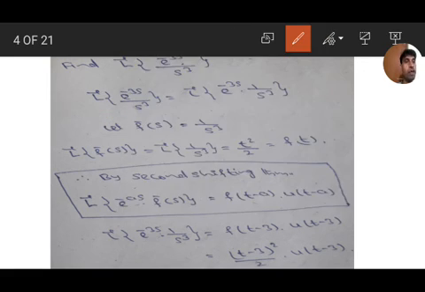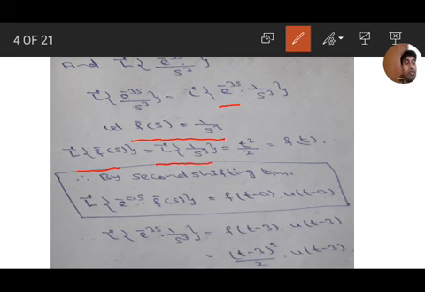So here the given function is of the form e to the power of minus as into f bar s. Therefore it is e to the power of minus 3s into 1 by s cube. So take L inverse of f bar s equal to 1 by s cube. So find L inverse of f bar s, that is L inverse of 1 by s cube.